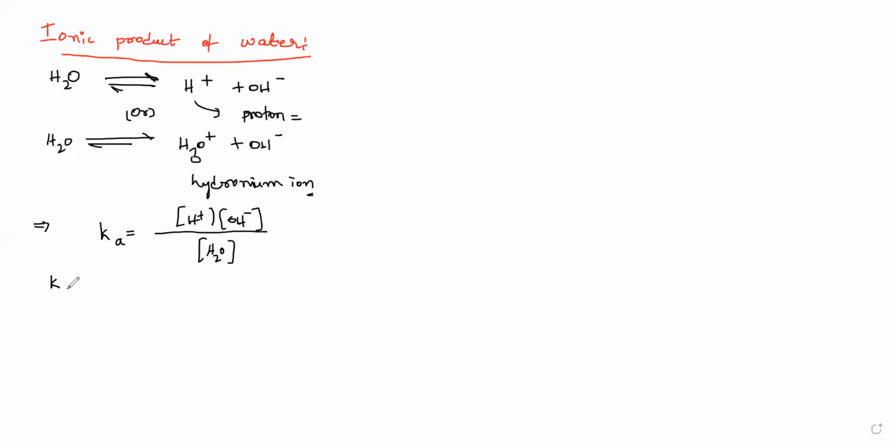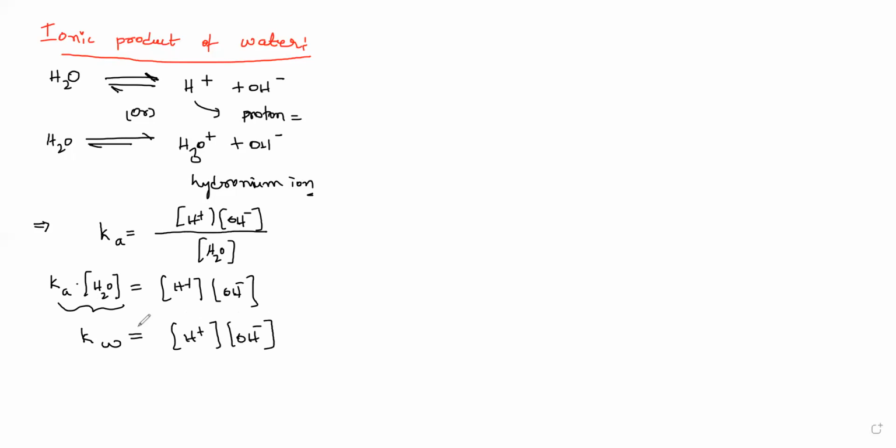Take the cross multiplication: Ka into concentration of H2O is equal to concentration of H plus into OH minus. The product of these two is considered Kw, since the concentration of H2O does not change. What is the definition of Kw? It is the product of concentration of H plus and OH minus at 25 degrees centigrade, known as the ionic product of water.